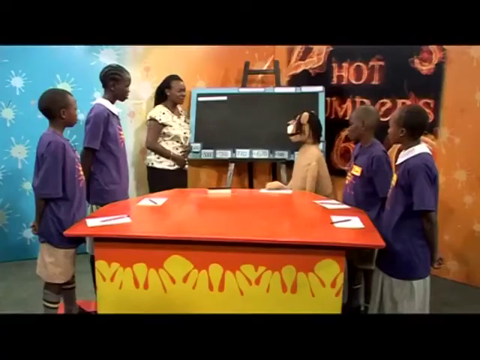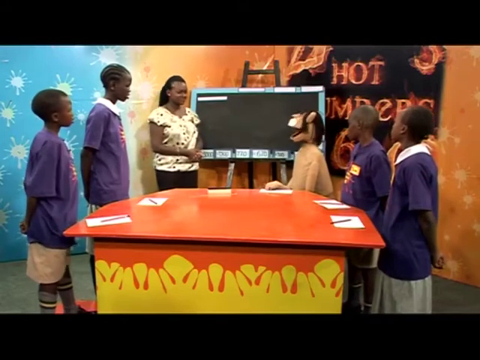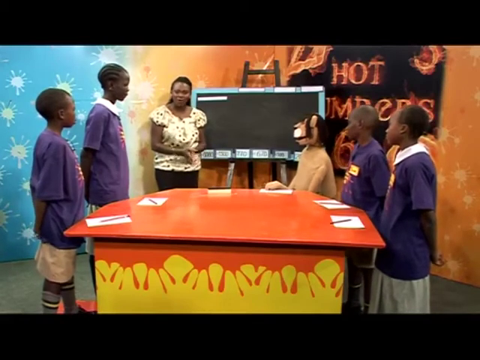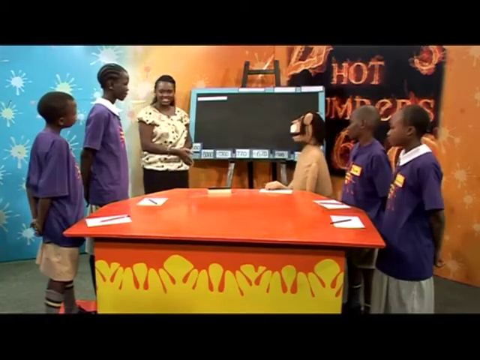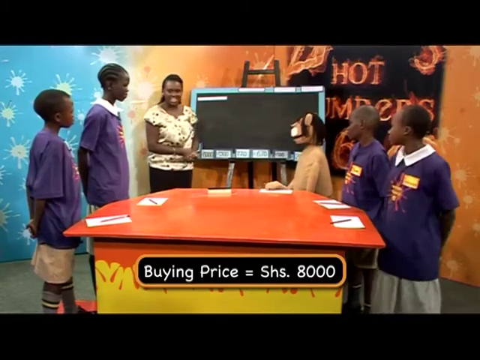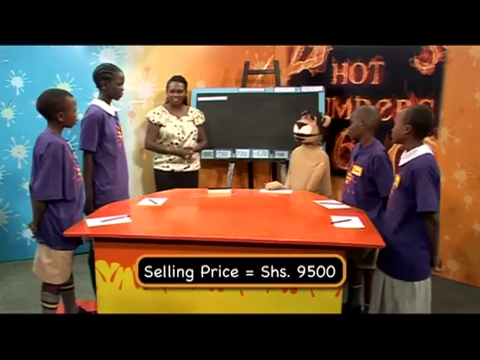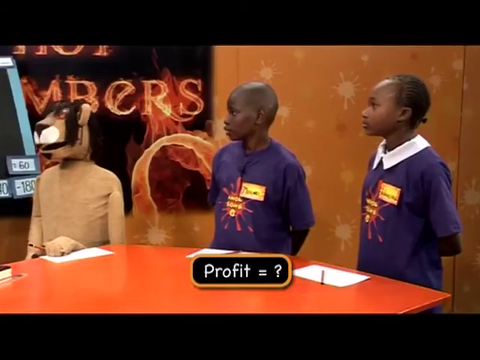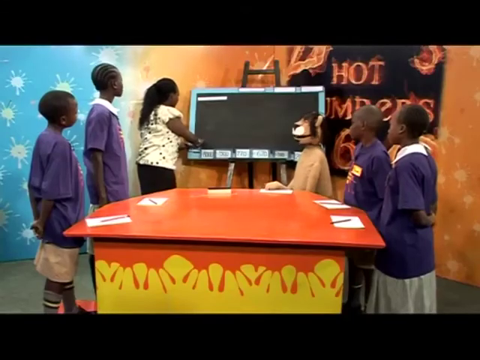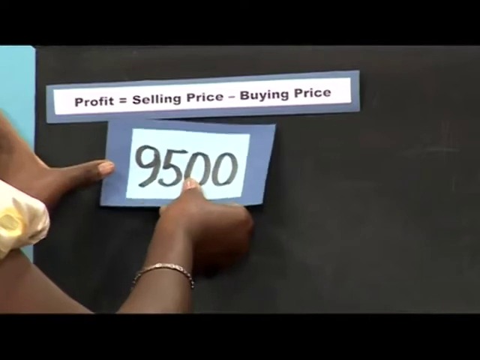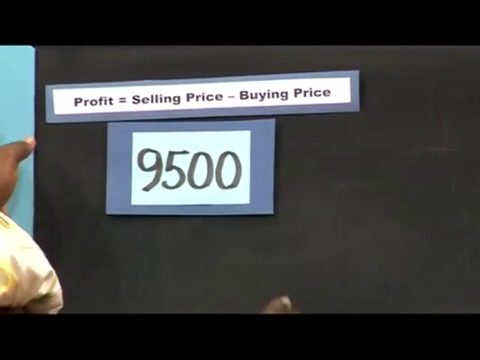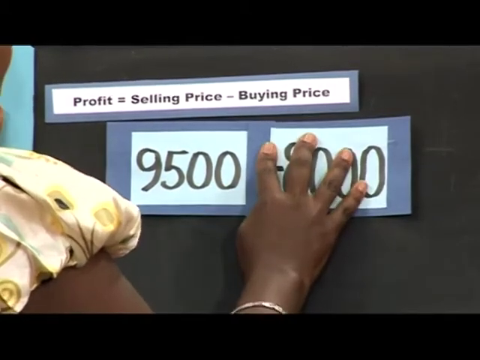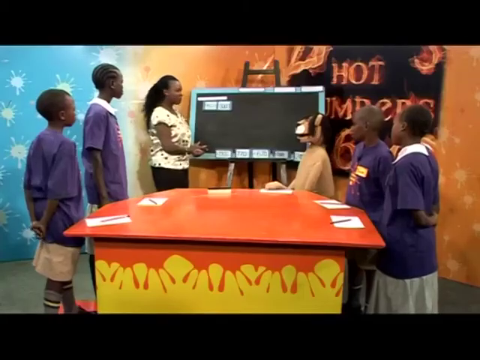Now, I'm still not sure I understand. Don't worry. Maybe if we all look at an example, it will become clearer. If I bought a bicycle at 8,000 shillings and sold it for 9,500 shillings, what profit did I make? Let's look at the formula. My selling price was 9,500 and my buying price was 8,000. So what is my profit?